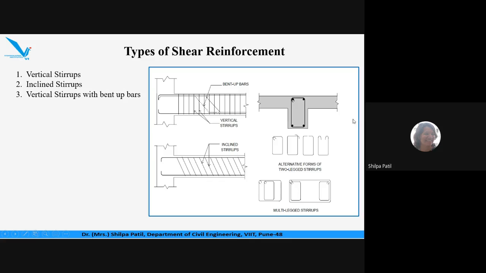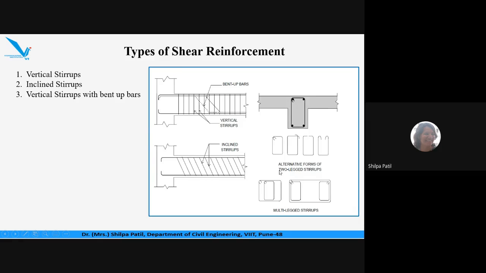Now, if you consider this second diagram, it represents the number of legs in the stirrup. Number of legs means, suppose this is a cross-sectional view of a beam and there are four longitudinal reinforcement bars, and the vertical stirrups are tied around these four bars in this fashion. So this is a single legged stirrup. Or sorry, not single leg, it is called a two leg stirrup because there are one and two legs.